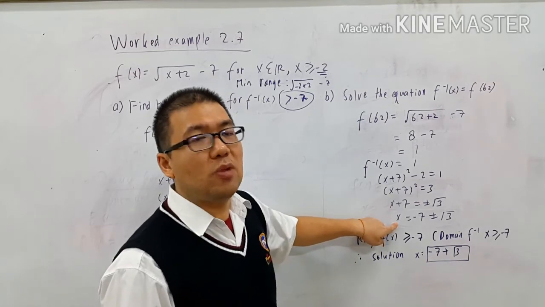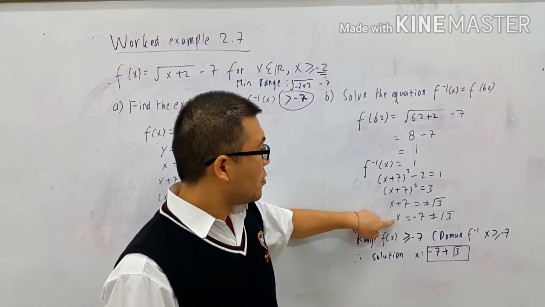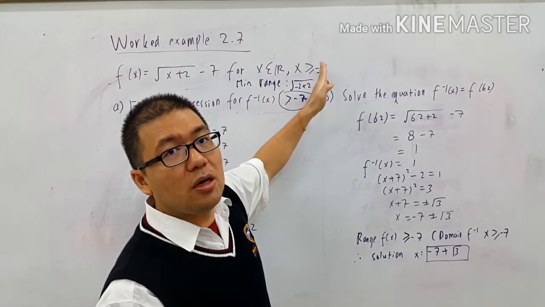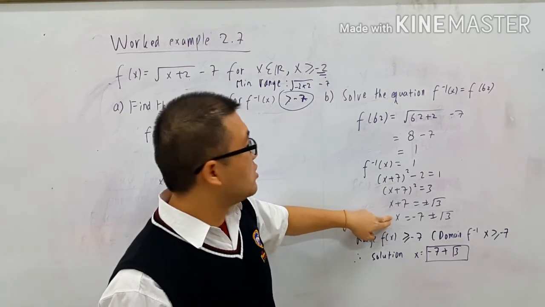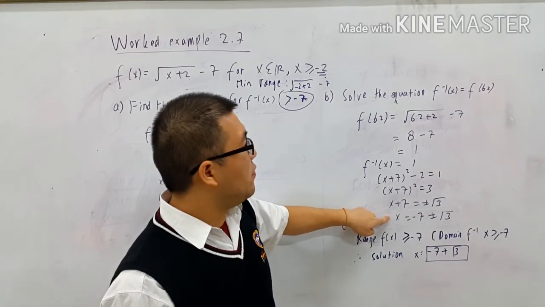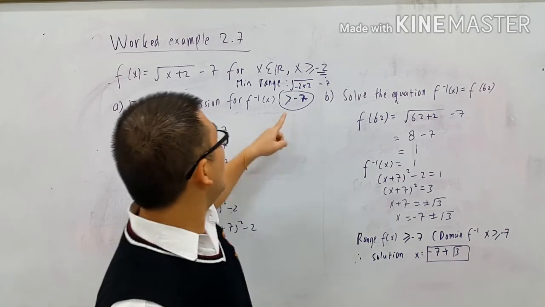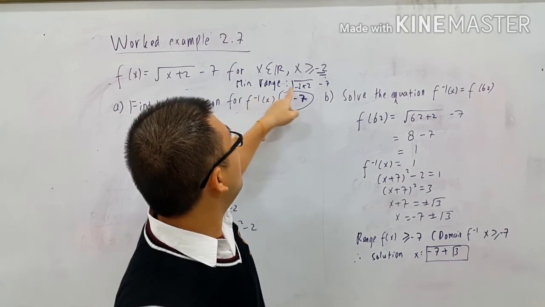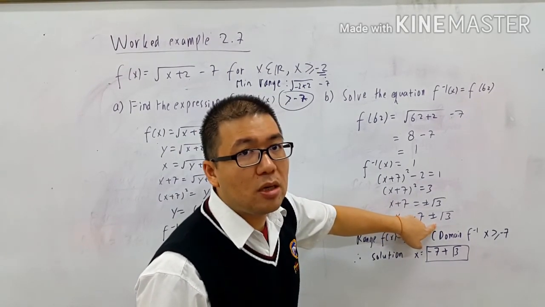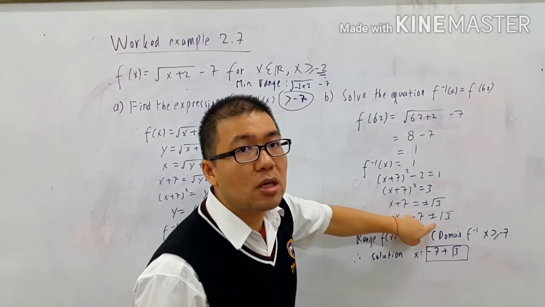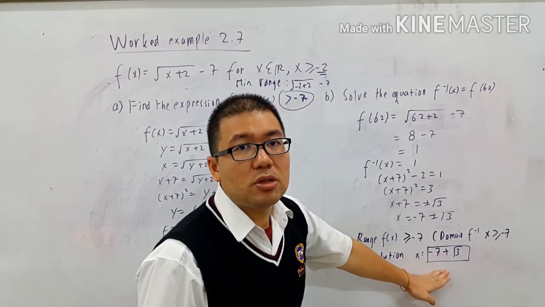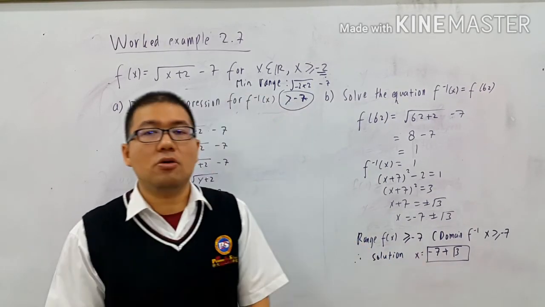That means there are two answers for x, but this is not our final answer. Why? Because we have to understand that there is a restriction for the function domain. In this case, this is our x, the x value for my inverse. So the domain of my inverse is the same as the range of my function. We agree that the range of the function we get must be bigger than minus 7. Minus 7 plus root 3 is bigger than minus 7, but minus 7 minus root 3 is smaller. So we have to reject minus 7 minus root 3. We only take minus 7 plus root 3 as our answer. Okay, class? Thank you. Hope you understand.